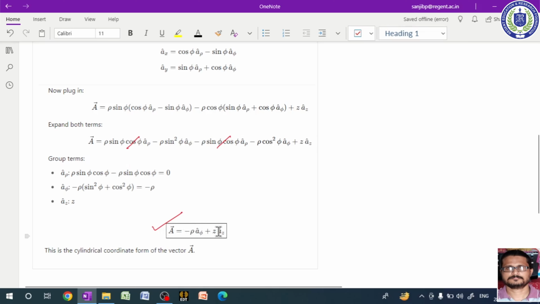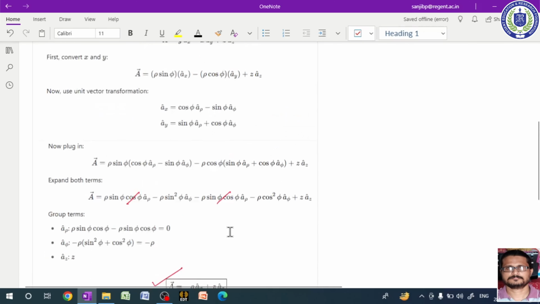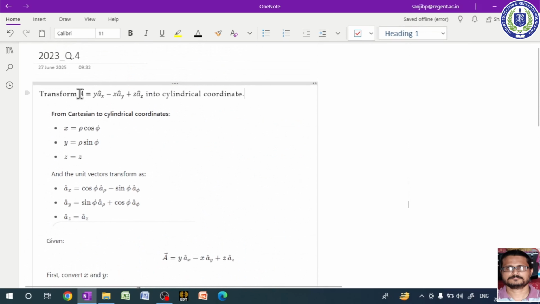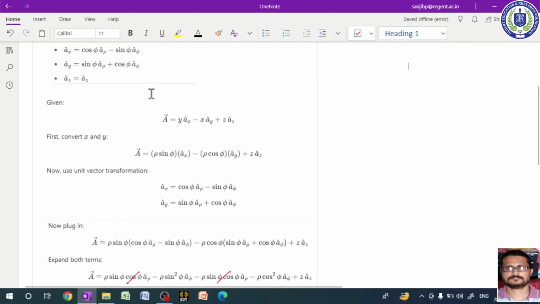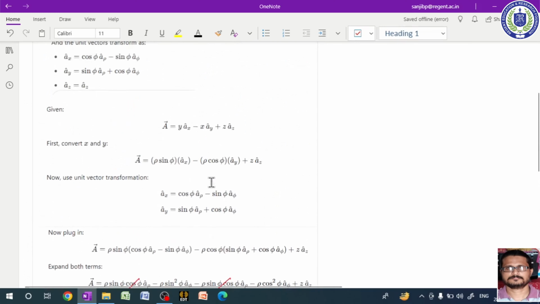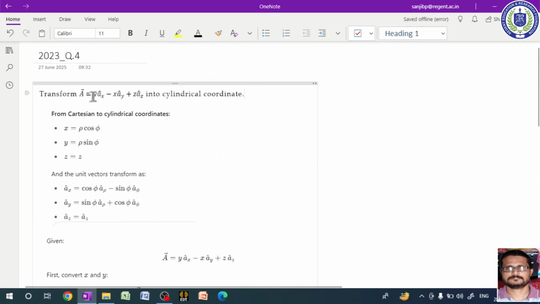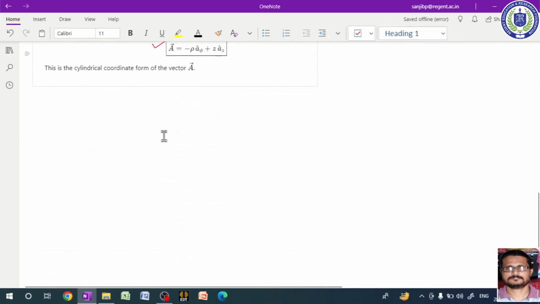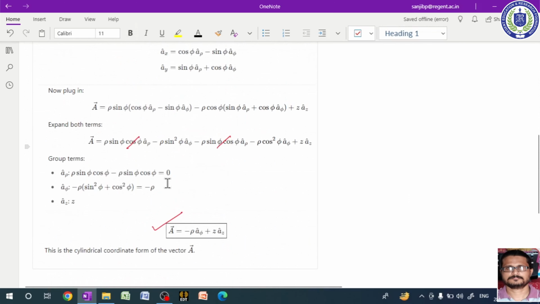Now it is a vector whose representation is in the cylindrical coordinate. So what was our question? It was in Cartesian coordinates, and now you can convert it to cylindrical coordinates. So students, we learned here that if we have a Cartesian coordinate representation, then you can convert to a cylindrical coordinate representation, and these will be the steps.